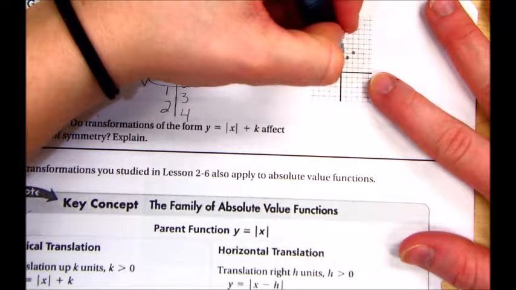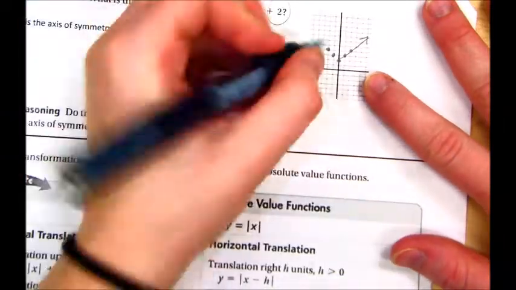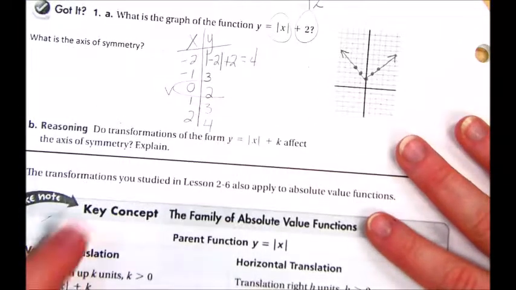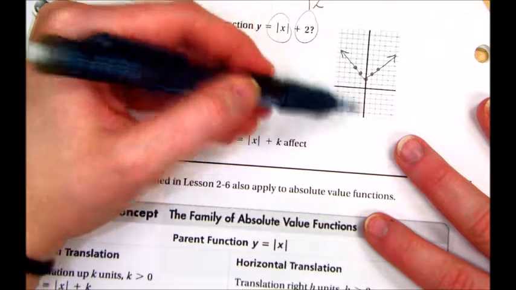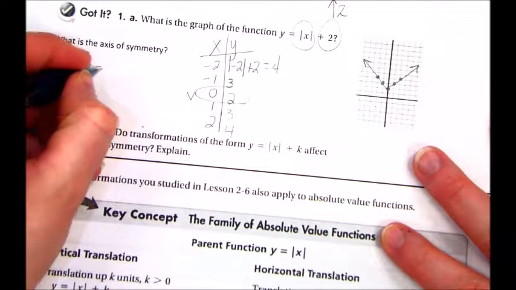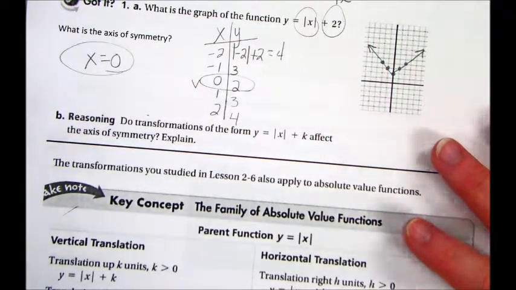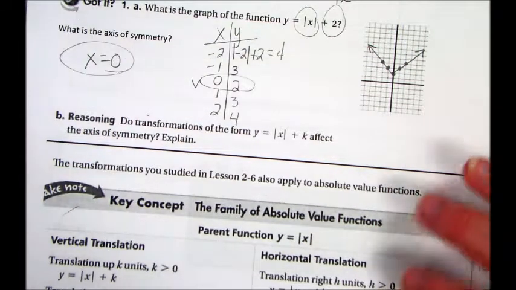Let's connect. And we have a perfect graph. Axis of symmetry, again, it's right there in the middle. Do you see it? You just write x equals 0 because it's right smack dab on your y-axis. And hopefully you understand this one has been moved up 2.